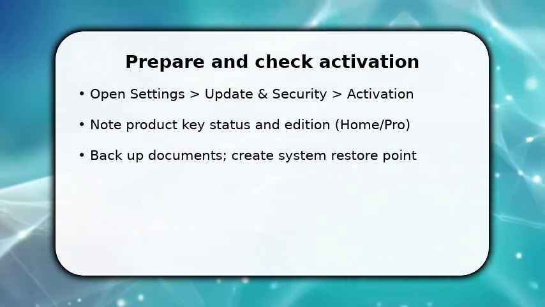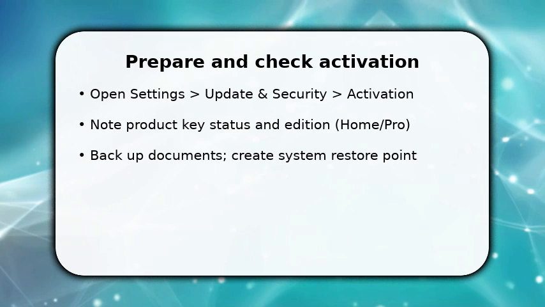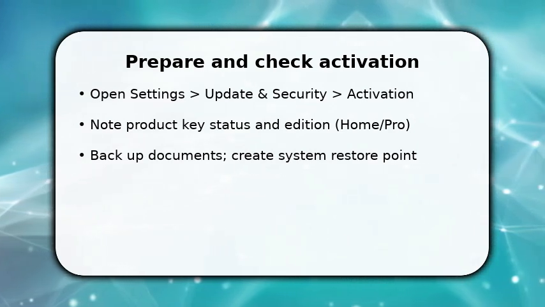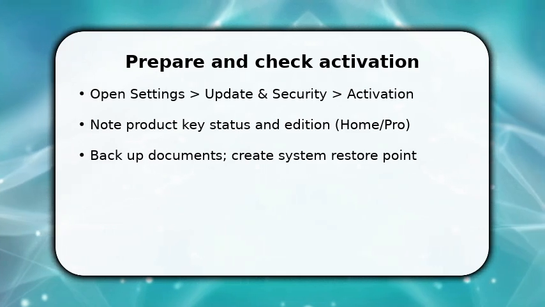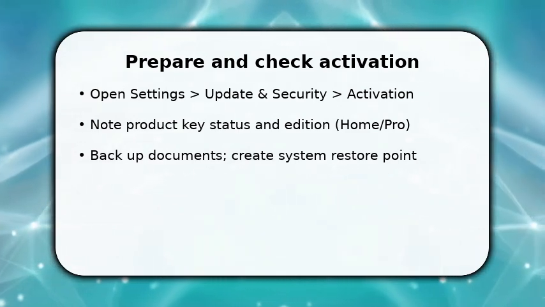Make a quick backup of critical files and create a system restore point so you can undo changes if activation tools or keys behave unexpectedly. This prevents data loss while you fix activation.